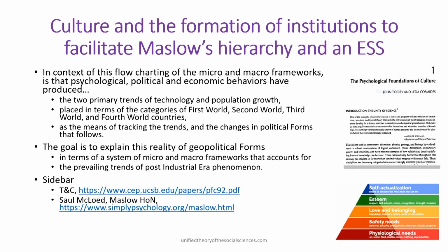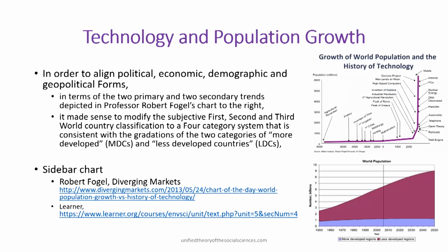In context of this flowchart of the micro and macro frameworks, the psychological, political, and economic behaviors have produced the two primary trends of technology and population growth, placed in terms of the category of first world, second world, third world, and fourth world countries, as the means of tracking the trends and changes in political forms that follows. The goal is to explain this reality of geopolitical forms in terms of a system of micro and macro frameworks that accounts for the prevailing trends of post-industrial era phenomenon.